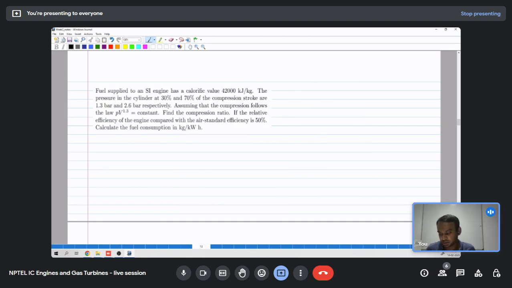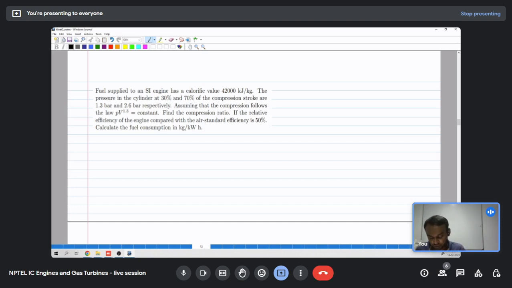Okay. In the next problem, we have an SI engine where the fuel supplied has a calorific value of 42,000 kilojoule per kg. The pressure in the cylinder at 30% and 70% of the compression stroke are 1.3 bar and 2.6 bar respectively. Assuming that the compression follows the law PV power 1.3 is equal to constant, find the compression ratio. If the relative efficiency of the engine compared to the air standard efficiency is 50%, calculate the fuel consumption in kilogram per kilowatt hour.